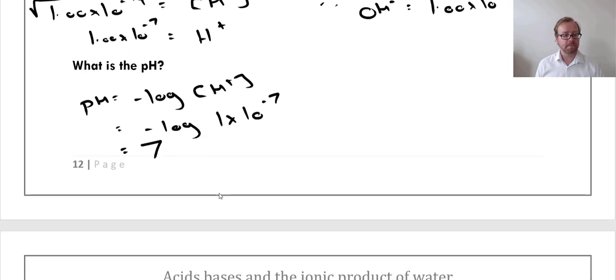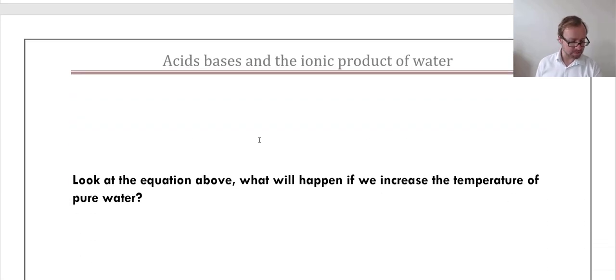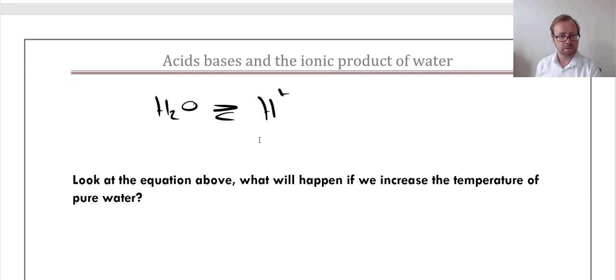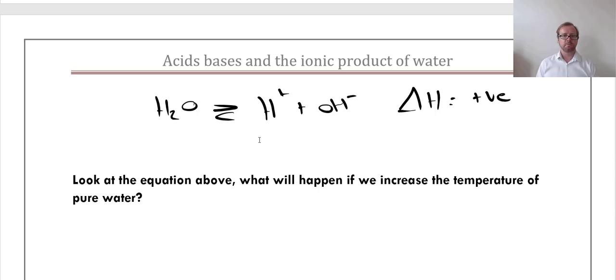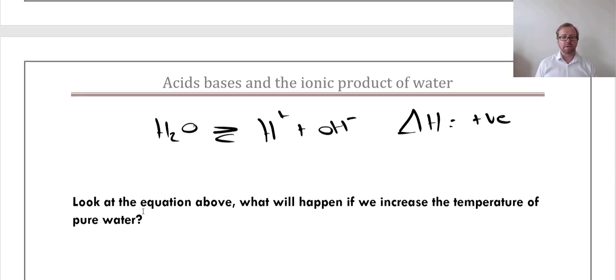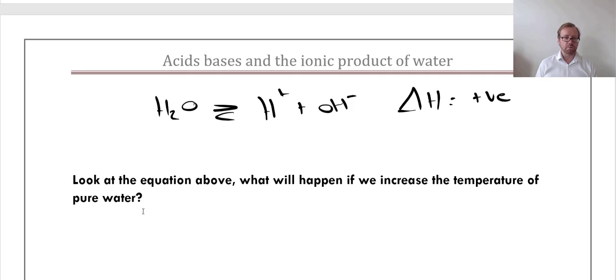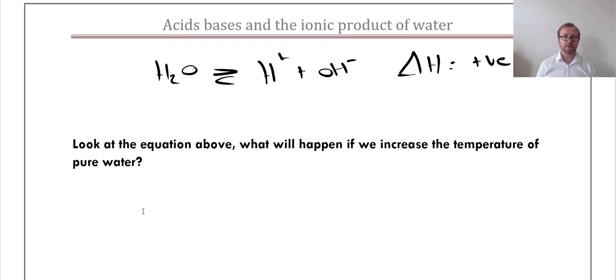So look at the equation above. There is an equation above, so I'm going to write one. H2O goes to H+ plus OH-. This has a positive enthalpy change. Okay. So look at the equation above. What will happen if we increase the temperature of water? Okay, so have a think about it and see what your answer is.